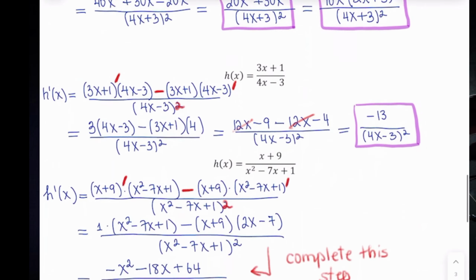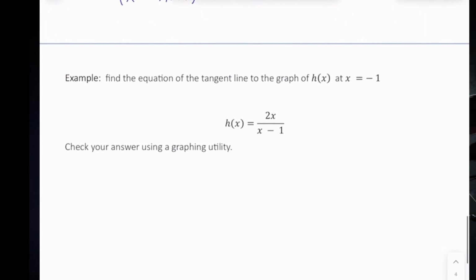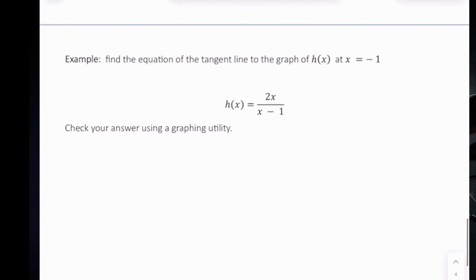All right, so now let's take a look at a standard problem in calculus where we're given a function and we would like to compute the equation of the tangent line to the graph of this function at a given point. And now we can do this with functions that are rational functions. So we have h of x equals 2x over x minus 1, and we would like to determine the equation of the tangent line to this graph at x equals -1.